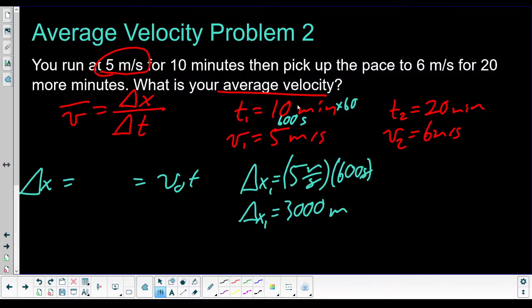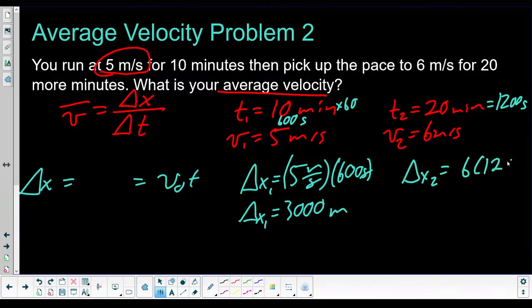Convert this. If 10 minutes is 600 seconds, double that is double that. So this is 1,200 seconds. So delta x2 equals 6 times 1,200. So this is going to be 7,200 meters. Dang, we ran over 10 kilometers.